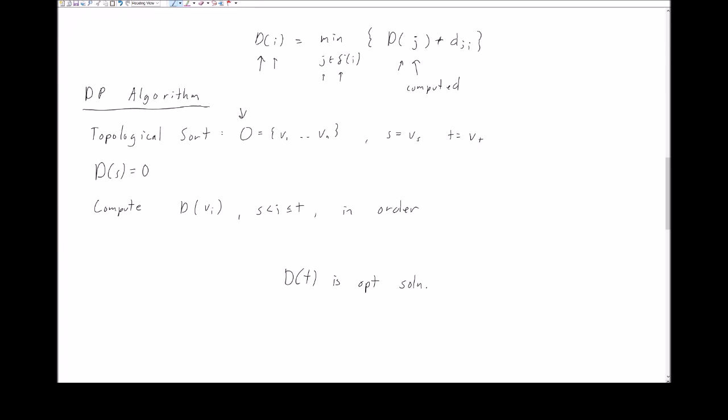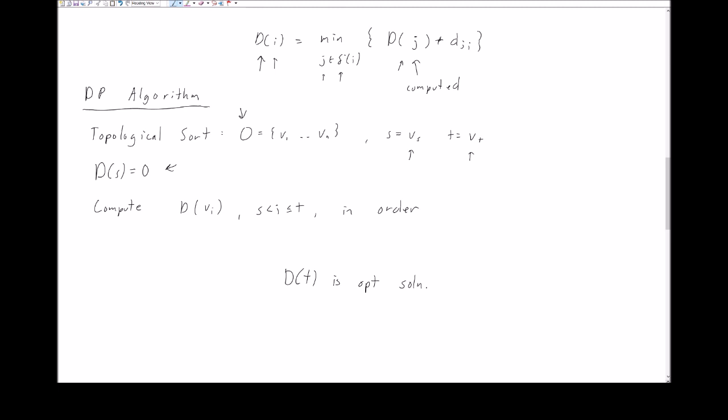We actually don't need to use the entire topological sort. We only need to compute this value for the nodes between S and T, where S is V of S and T is V of T. Our base case is simple. The distance from S to itself is going to be set equal to 0. This is the smallest subproblem, it's the only one we need a constant value for.